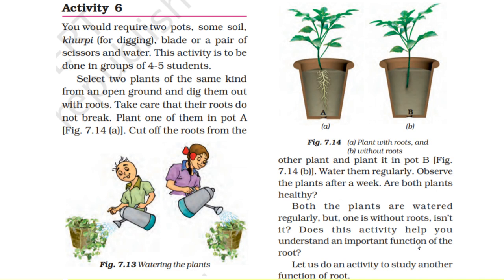Now water them regularly for some days. Observe the plants after a week. What do you observe? Are both plants healthy? Though both plants were watered regularly, the plant without roots has withered leaves. Why so? Because there are no roots which transport the water from the soil to every part of the plant. That's why its leaves have fallen.